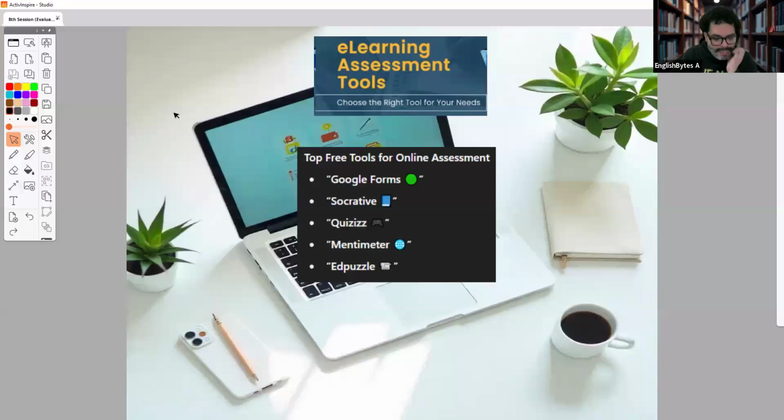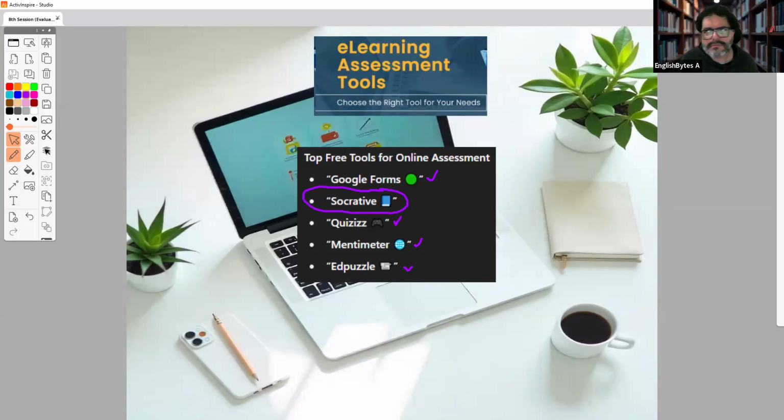Now, some e-learning assessment tools. So there are lots of online tools. Some of them you already know. I know you have heard about Google Forms. We have used quizzes. Mentimeter, I used it a long time ago when I showed you in the classes. Edpuzzle is another one. There is a short video that I have on Socrative.